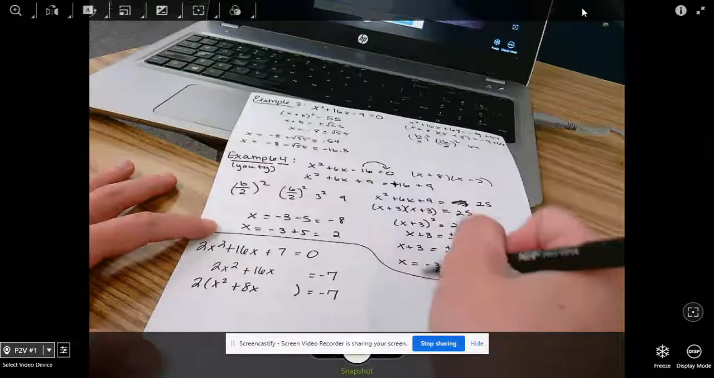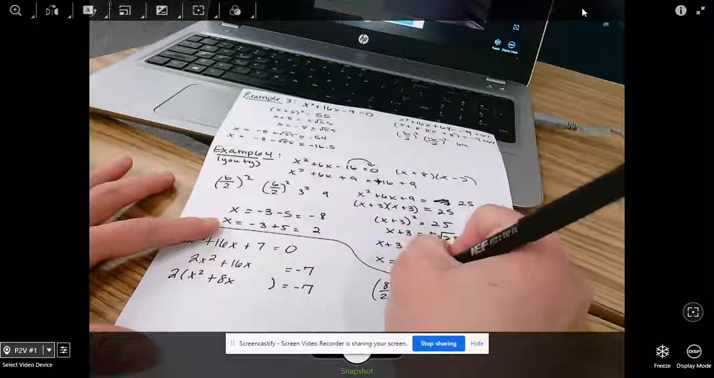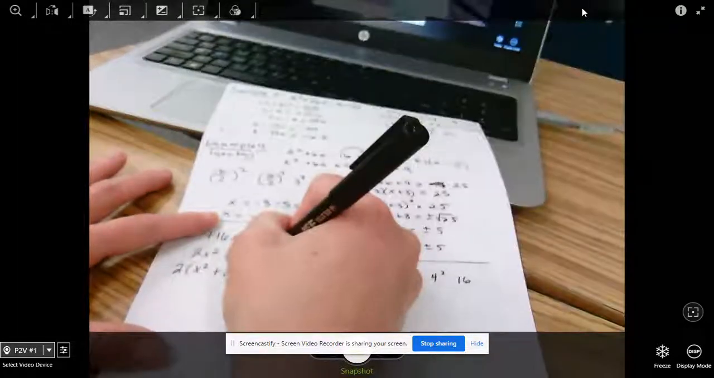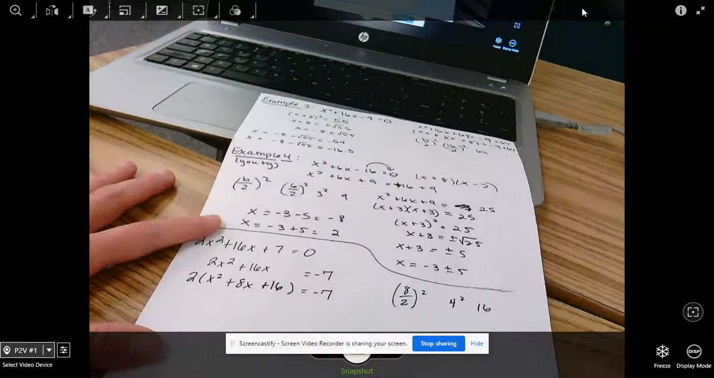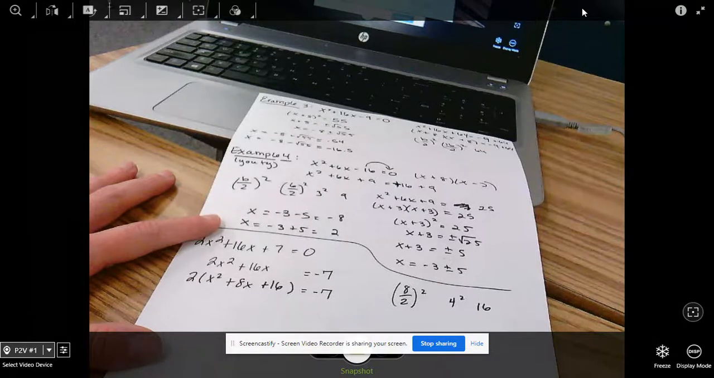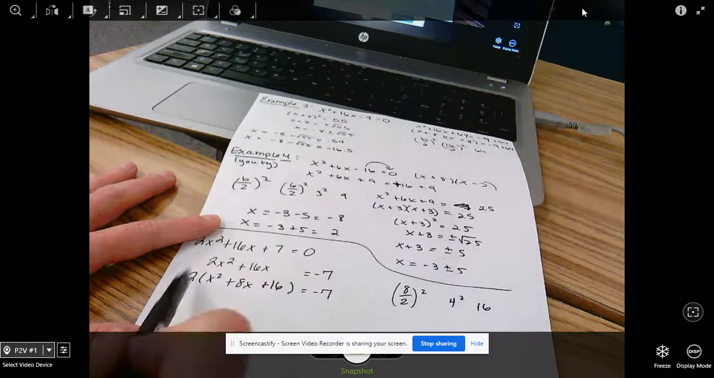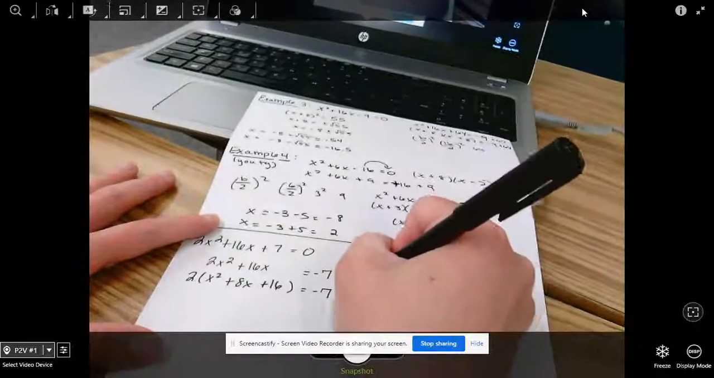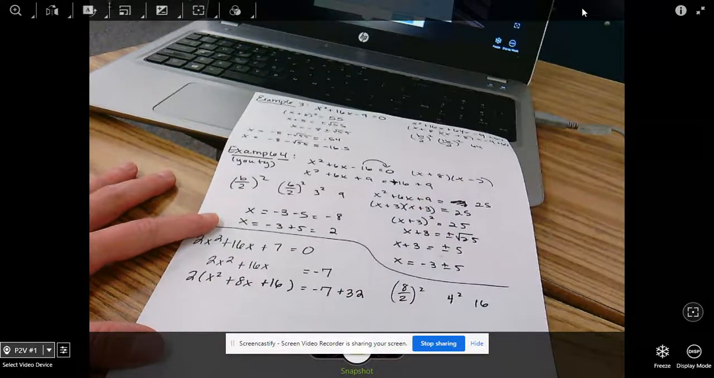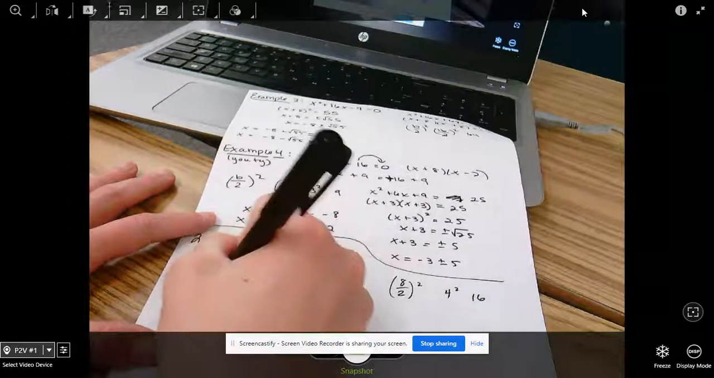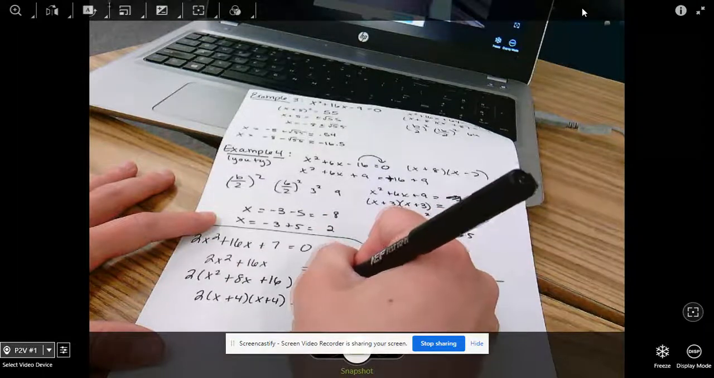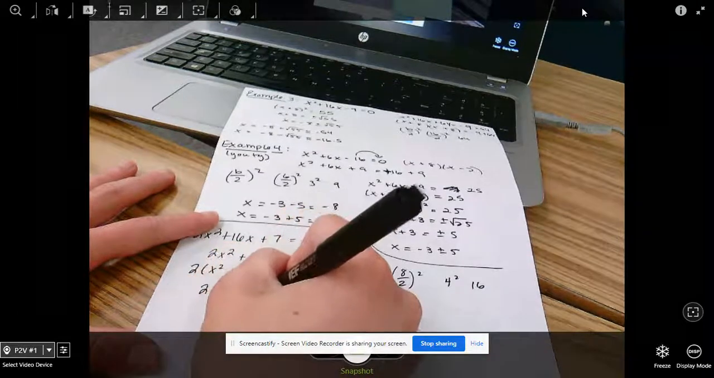So I take that 8, I divide it by 2, and I square it. So that's going to be 4 squared, which is 16. So if I add a 16 to one side, I have to add 16 to the other side. However, 2 times 16 is 32. So I have to add not 16, but 32 to the other side. So now I can simplify and solve.